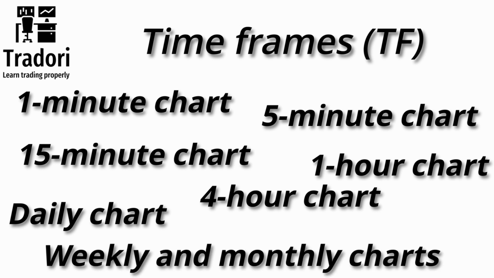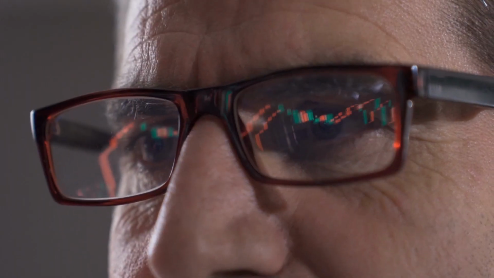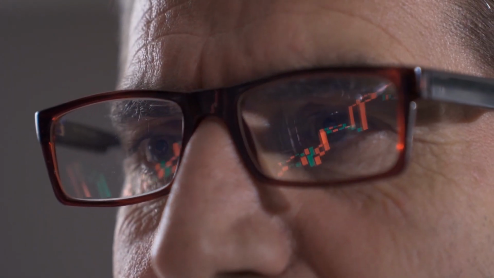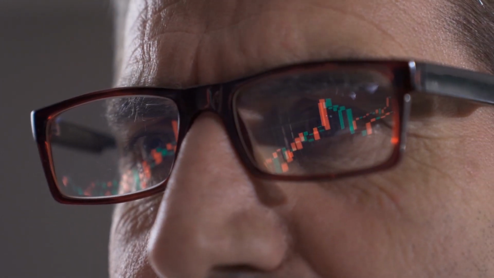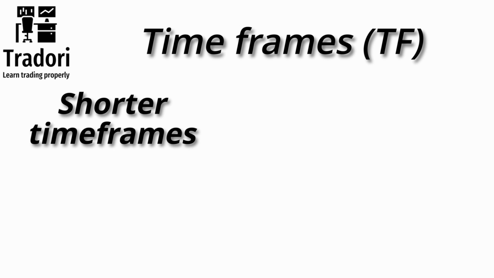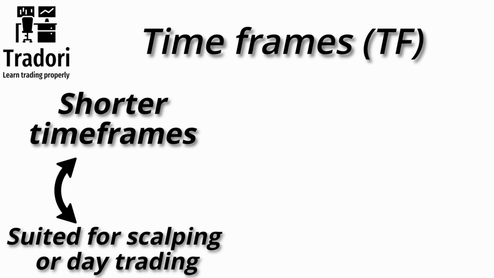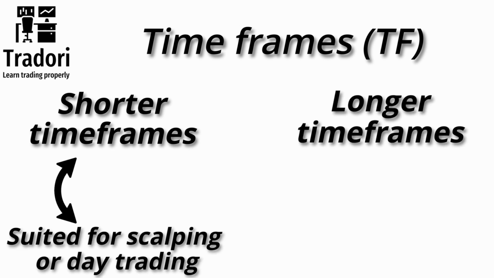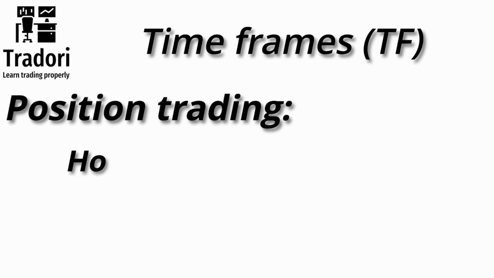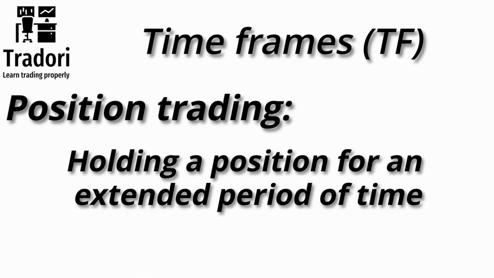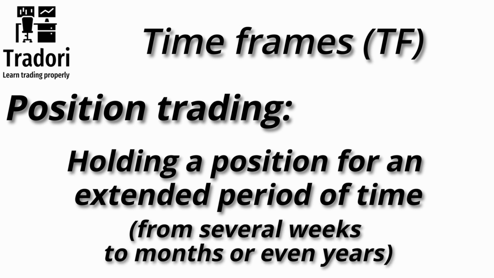weekly and monthly charts. Traders choose timeframes based on their trading style, risk tolerance, and the time they can dedicate to the trading itself. Shorter timeframes are typically used for scalping strategies, while longer timeframes are more suitable for swing trading or position trading, which means traders hold their positions for an extended period of time, typically from several weeks to months or even years.